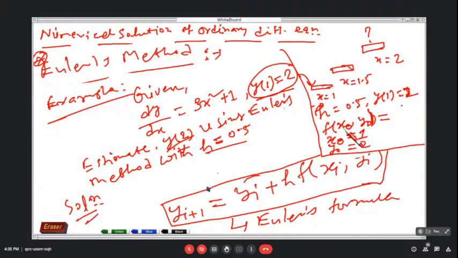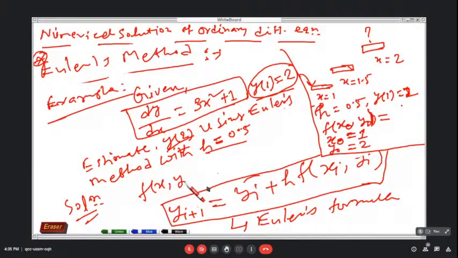Now you find out f(x0, y0). What is this f(x, y) function in this example? If I write it here, f of x, y is 3x squared plus 1. It is the slope, dy/dx, exactly. So f(x, y) is 3x squared plus 1, right. So now find out this value, what is f(x0, y0)? 3 into 1 squared plus 1, right, so this is 4.